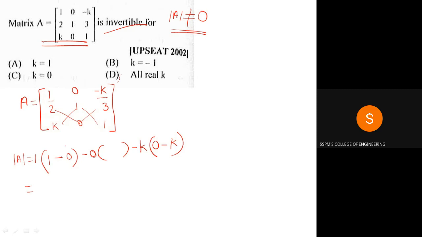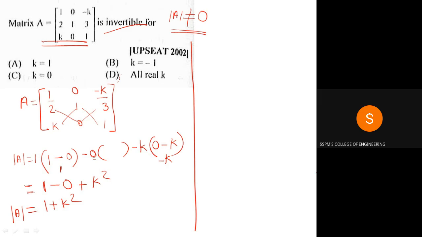So now we will solve this. Determinant of A: 1 minus 0 is 1, so 1 into 1 is 1. The 0 into anything doesn't matter, it will be 0. Minus k into minus k, minus into minus gives plus k into k, which is k square, so it becomes 1 plus k square. So the determinant of A is 1 plus k square.